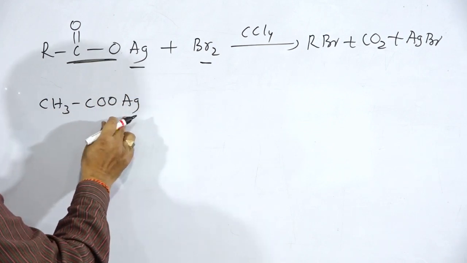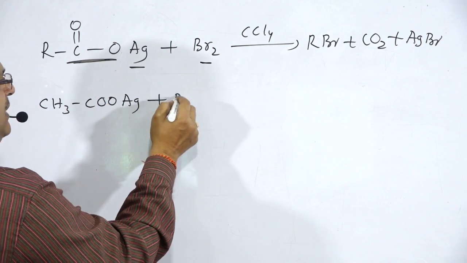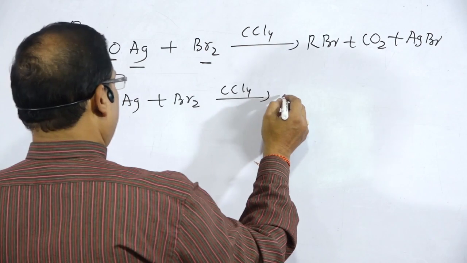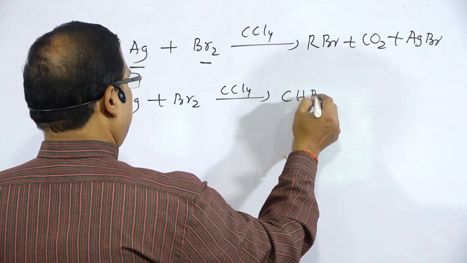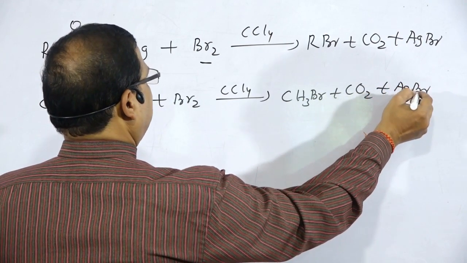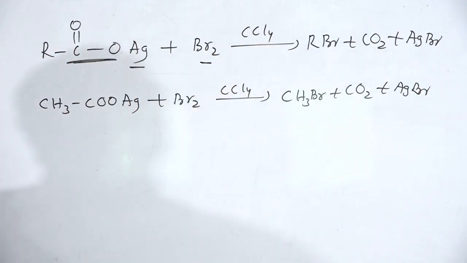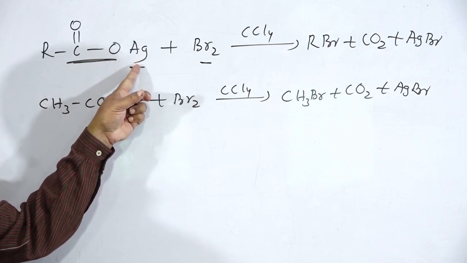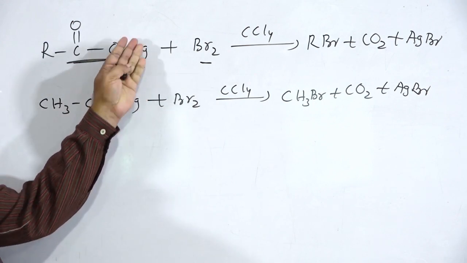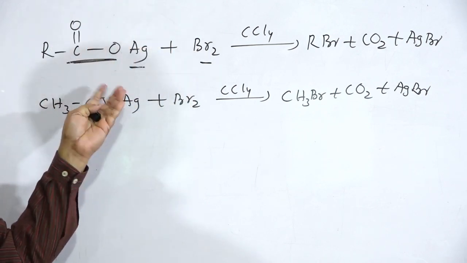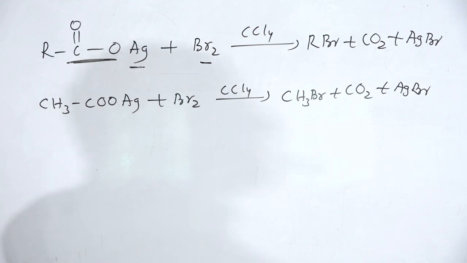We can take CH3COOAg, that is silver acetate, treated with bromine in the presence of CCl4. The product will be CH3Br plus CO2 plus AgBr. So this is also a reaction of the carboxylic acid due to the COOH part. In this case, H is removed by Ag, and AgBr and CO2 are removed as a whole. Therefore, that is the reaction due to the COOH part.